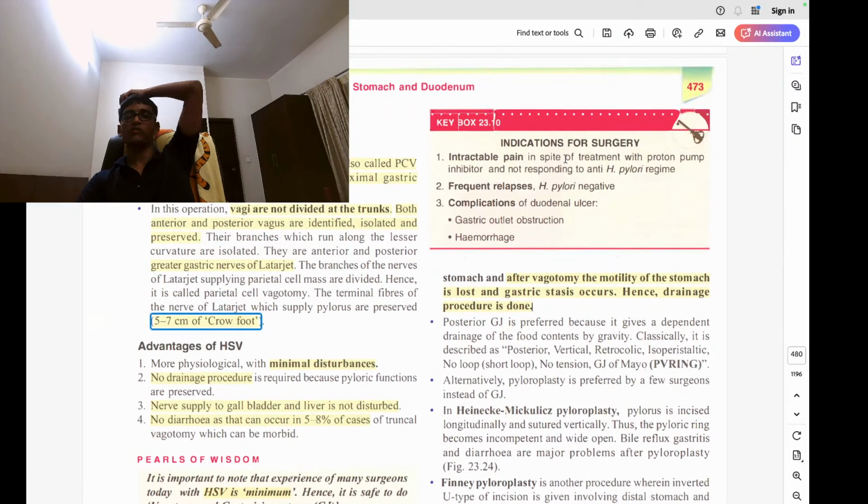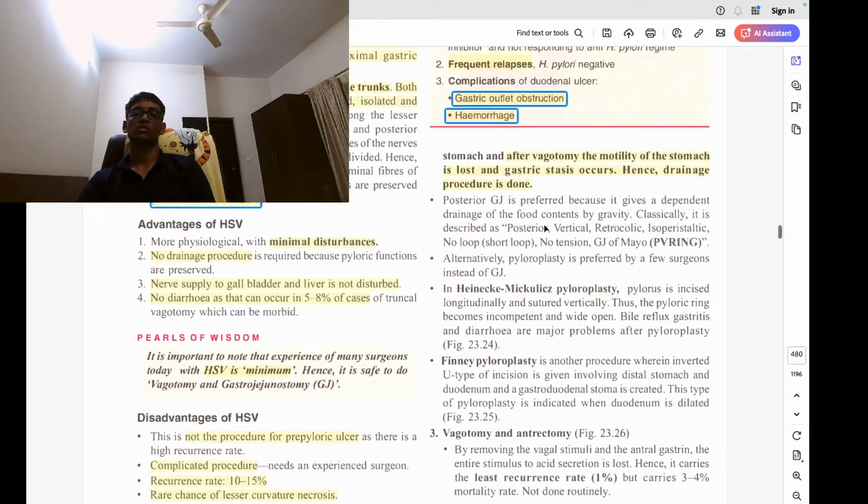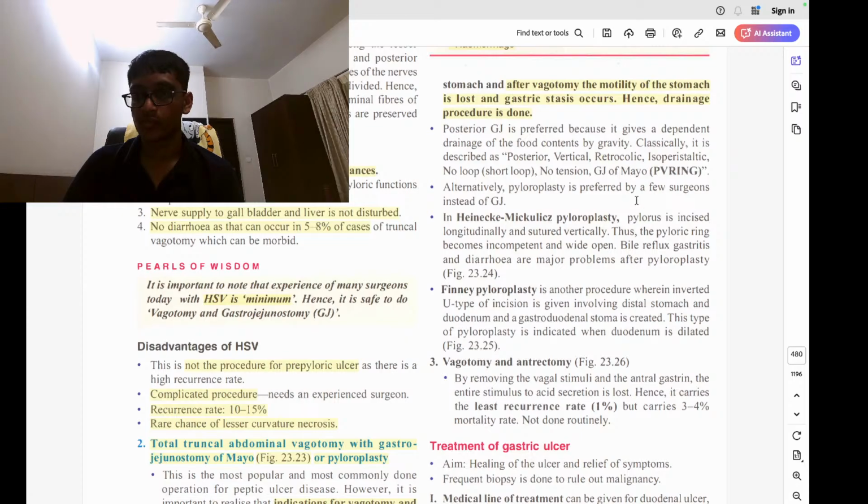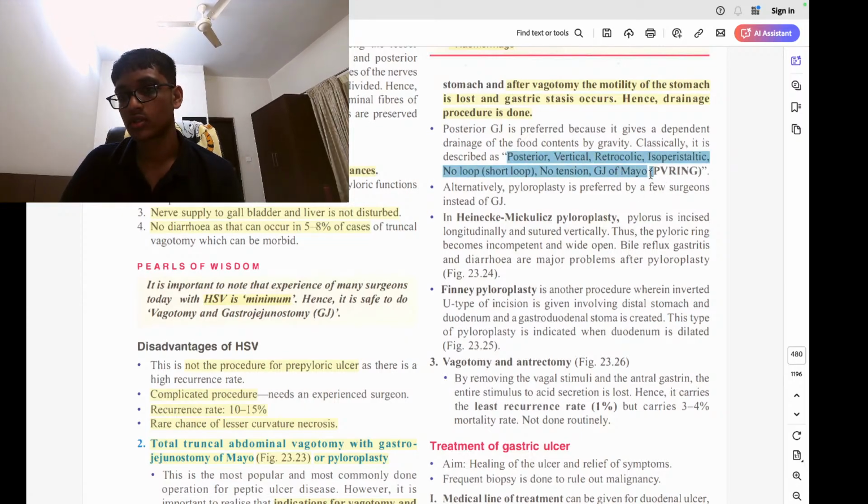Indications for surgery are intractable pain, frequent relapse, and complications, with H. pylori negative: gastric outlet obstruction, hemorrhage. Posterior GJ is preferred because it gives dependent drainage of the food contents by gravity. Classically it is described as posterior, vertical, retrocolic, isoperistaltic, no loop, short loop, no tension GJ of the Mayo.